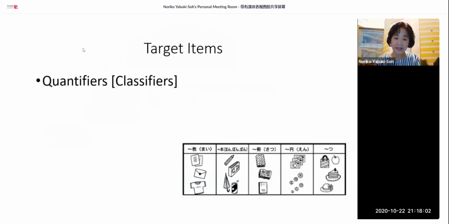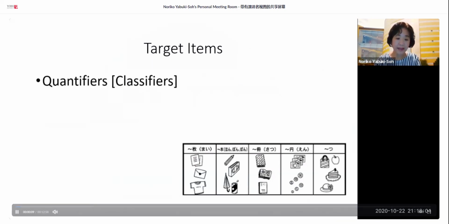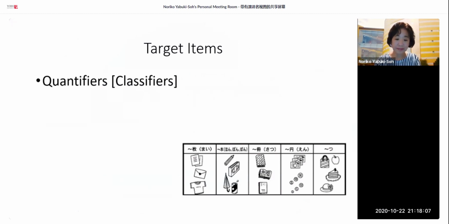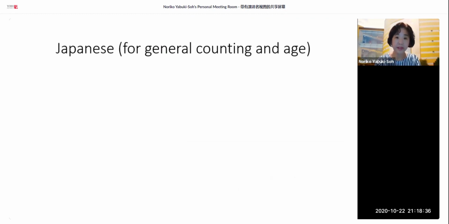Quantifiers. These are the words that specify the numeral, the numbers. Something similar to English 2 cups of coffee or a pair of glasses. And we have many such quantifiers. I'll start with the Japanese numeral and introduce 6 frequently used quantifiers. So by the end of this video, you will hopefully be able to review some numbers and also pick up some of those quantifiers. Okay, let's start with Japanese numeral.